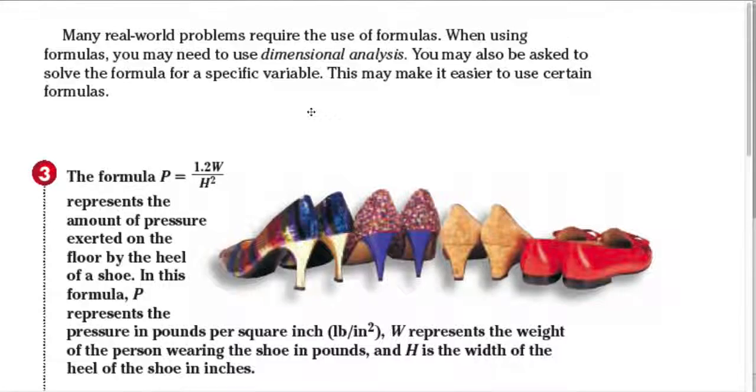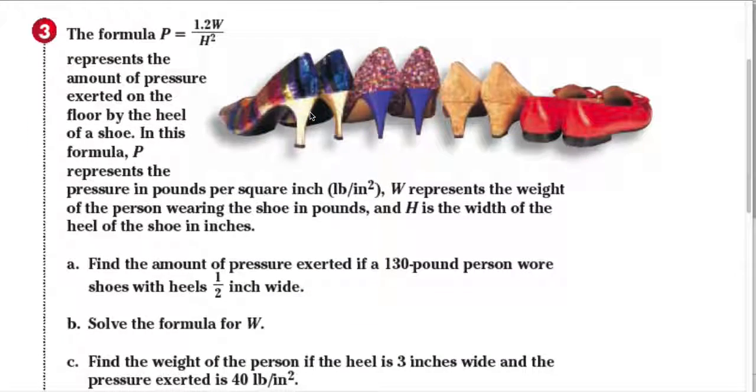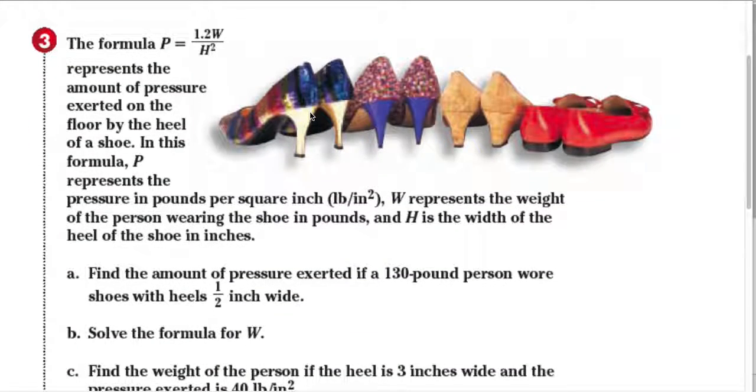This is a very interesting formula because your mom probably uses it every single day. The formula P equals 1.2W all over H squared represents the amount of pressure exerted on the floor by the heel of a shoe. In this formula, P represents the pressure in pounds per square inch.